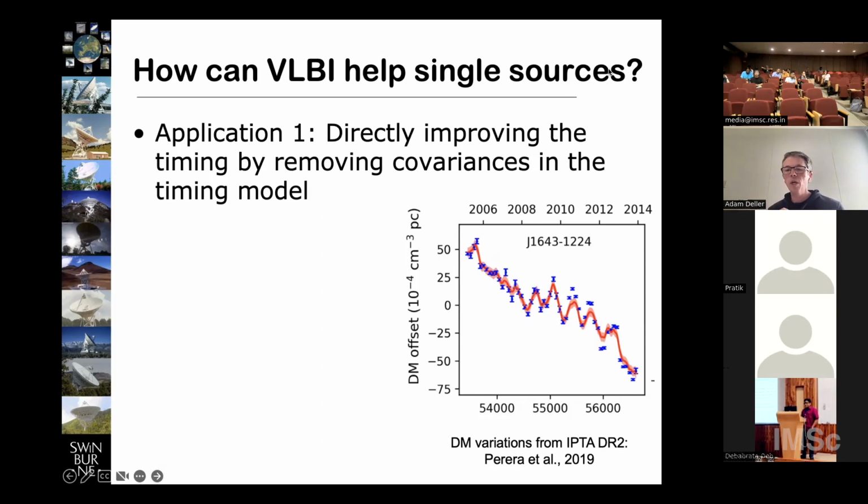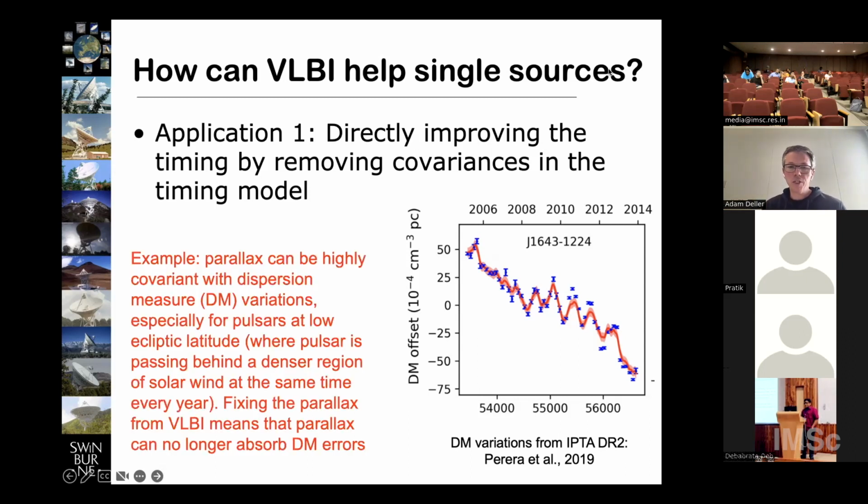And so this is an example from the IPTA Data Release 2 paper, where you can see these quasi annual variations in the dispersion measure change for this one particular pulsar. And so if they're not modeled perfectly, and it's quite hard to model them well, that can bleed into the parallax signature, and you could end up with the wrong parallax when you're fitting the timing data. But if you go and fix the parallax, then you'll actually be able to model the dispersion measure variations better, and that will also mean less power bleeding into anything else that's covariant with dispersion measure change.